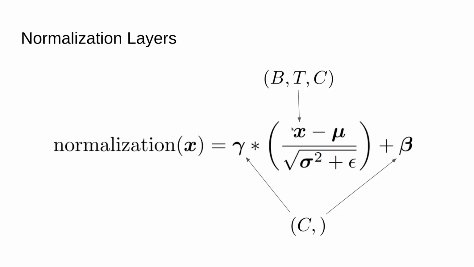You have here your input X, which has the shape BTC, where B is batch, T is the number of tokens, and C is the number of channels per token. So basically the embedding of the token. And then you have your mu and sigma, so your mean and your standard deviation. You have a regularization epsilon, for the division by zero, right? Then you have a scaling and an offset parameter here, which have the shape C. And basically, the different normalization methods mainly differ in how you choose the mu or the sigma, right?